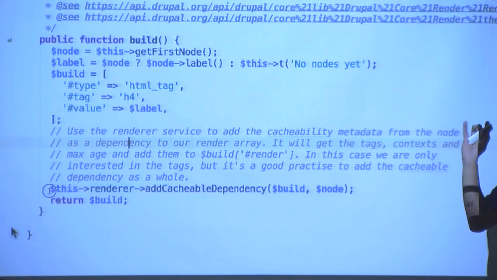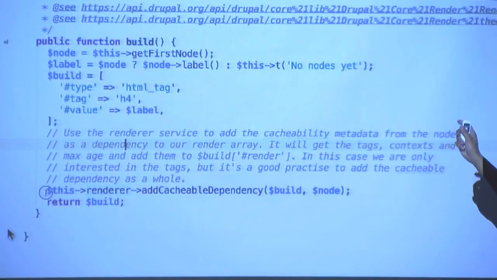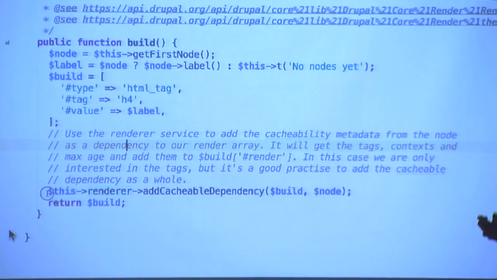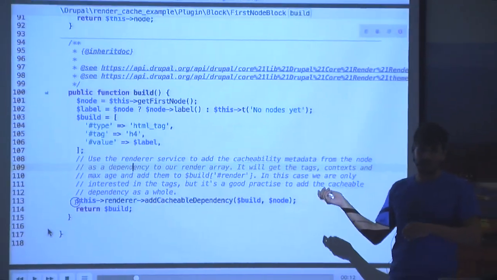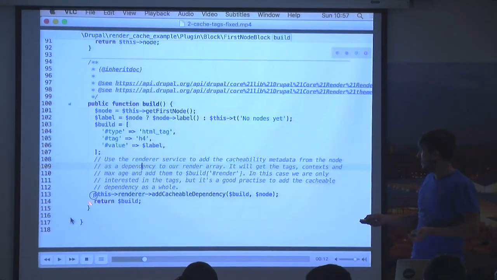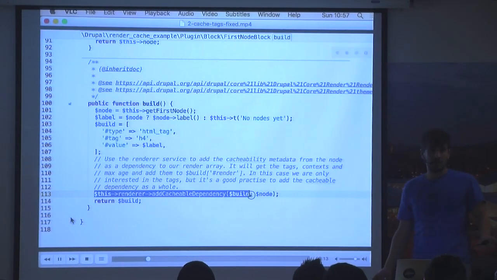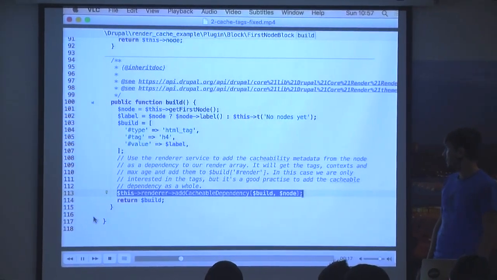You just do, okay, take me all the dependencies from this node and add them to this render array, because this is the way that we express the content dependencies for Drupal, right? So just by adding this guy here, we're done. I mean, our block is cacheable, and it's going to refresh.